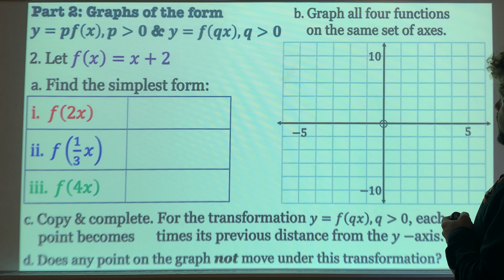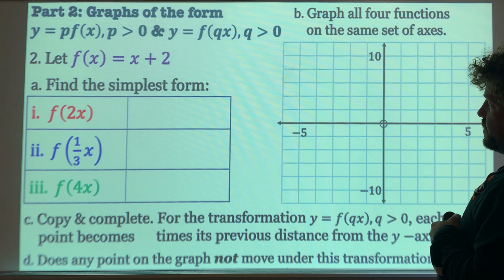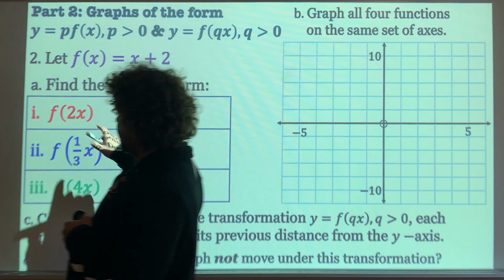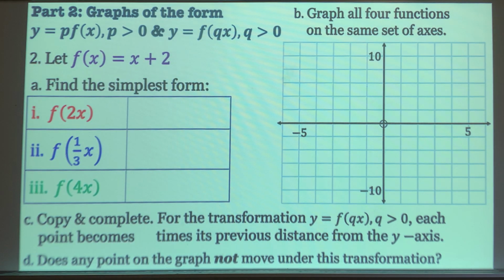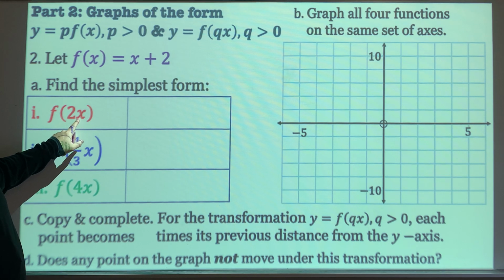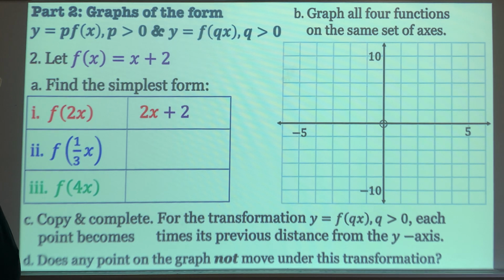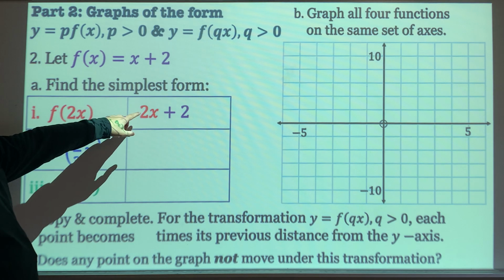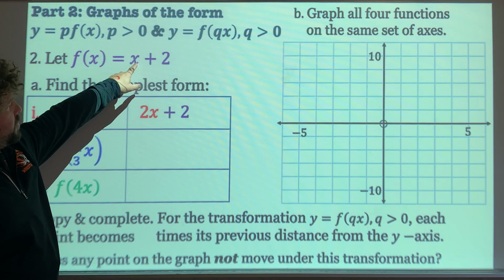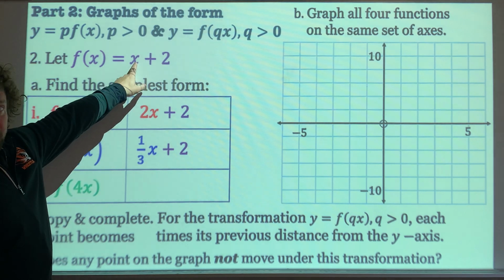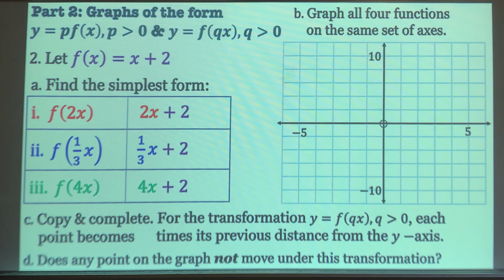Next one. What happens in simplest form if we put the multiplying scalar inside? There we go. Now it's inside. So now f of 2x. So with this 2x is exchanging the x with the 2x. So 2x plus 2. All right. 1/3 x plus 2. 4x plus 2. So now I want you guys to copy these 3 graphs, plot them on there using your information, and see what you get.